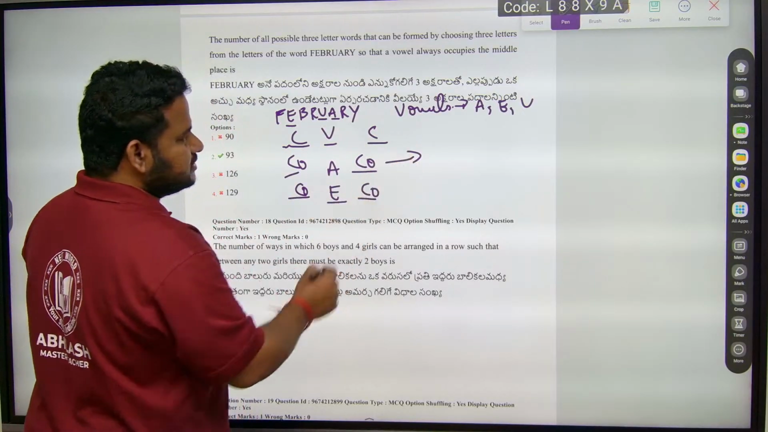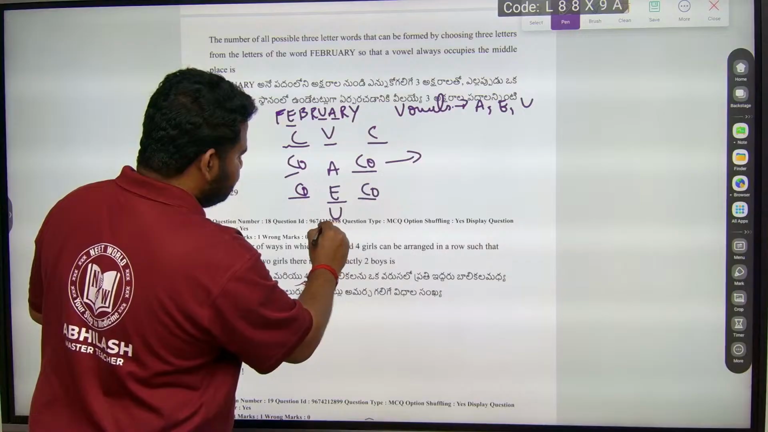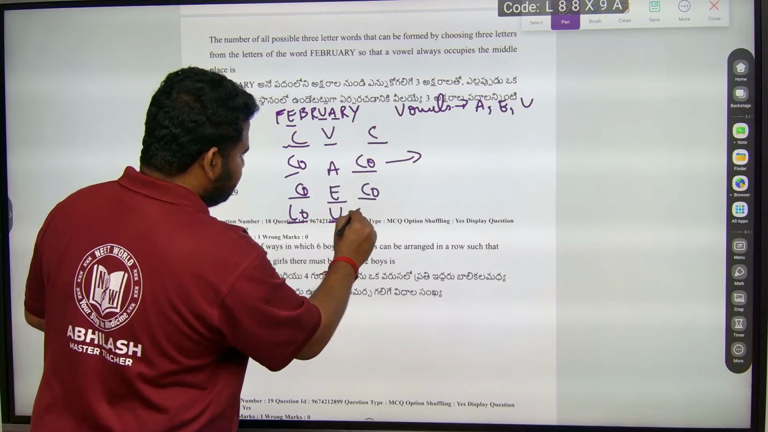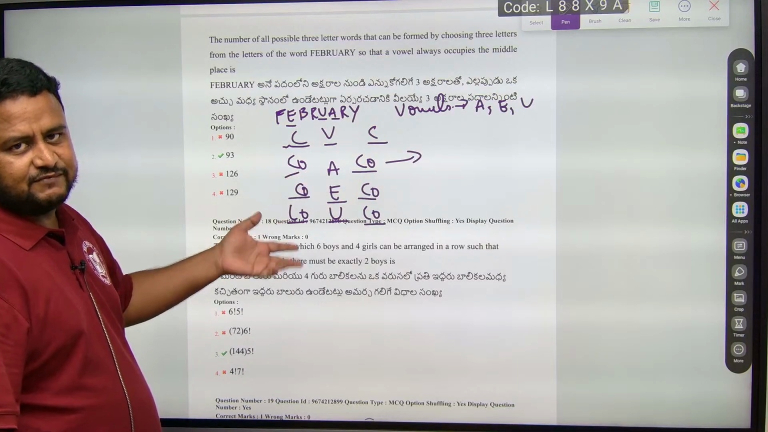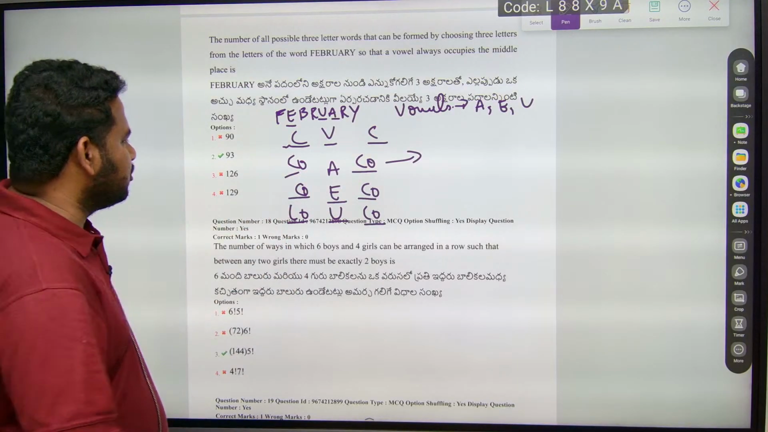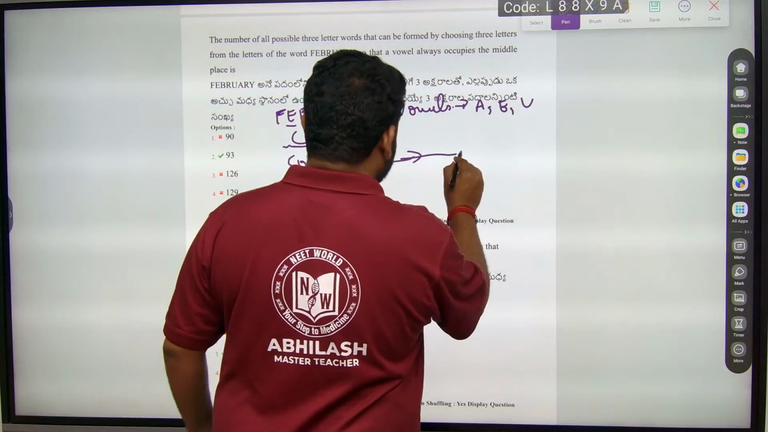Now another vowel that is there is U. U is here, here there will be consonant. Here there will be what? Consonant. Now let us find out for the first one. For the remaining we will just multiply by 3, that's it. First let us look at this one. How to find out for this one?